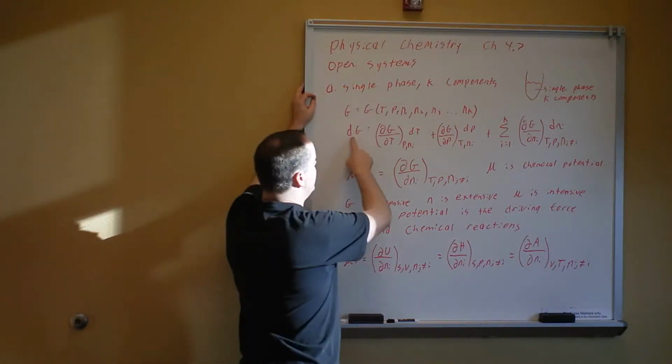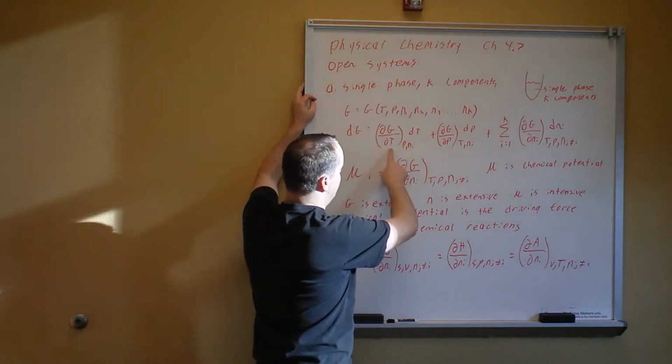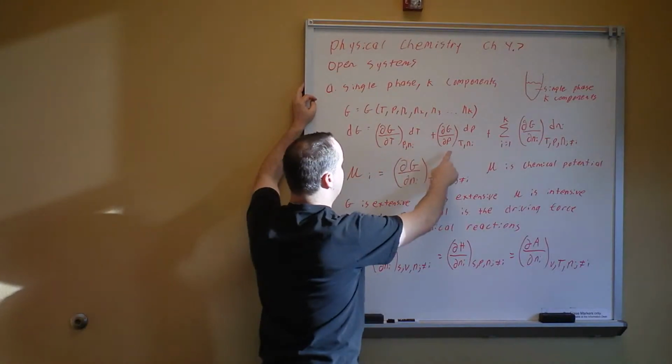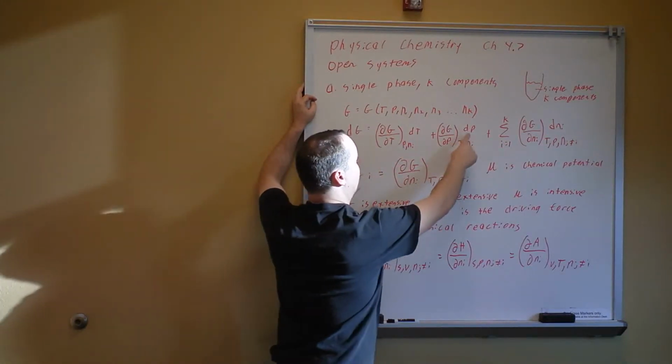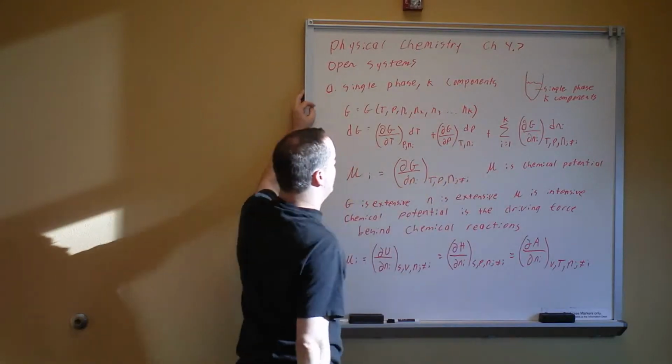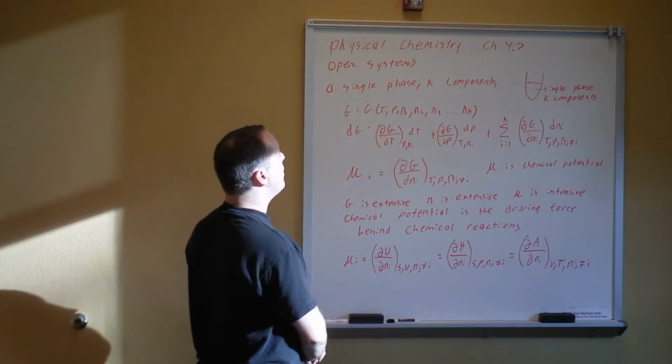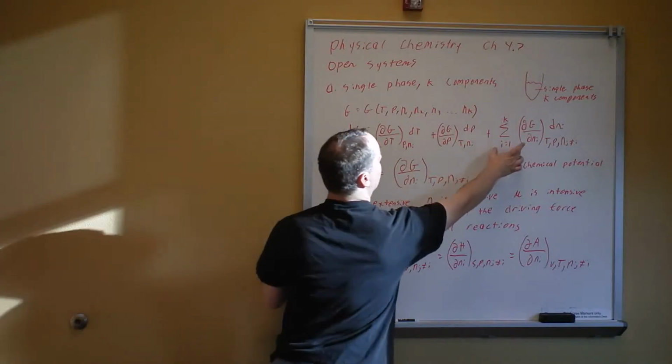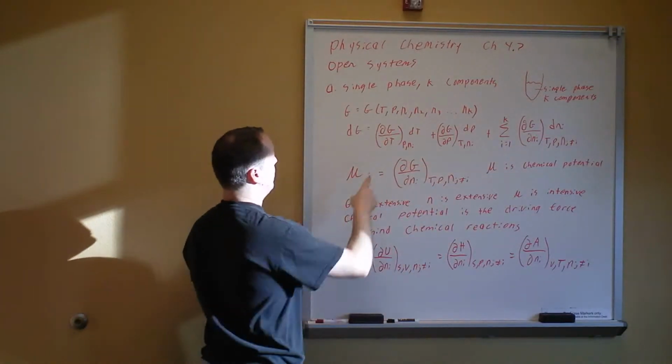So before we just had dG equal to the derivative of G with respect to T holding pressure constant, dT, and the derivative of G with respect to pressure holding temperature constant, dP. But now we have to do it a little more elaborate. What we have to do is talk about all these substances too.